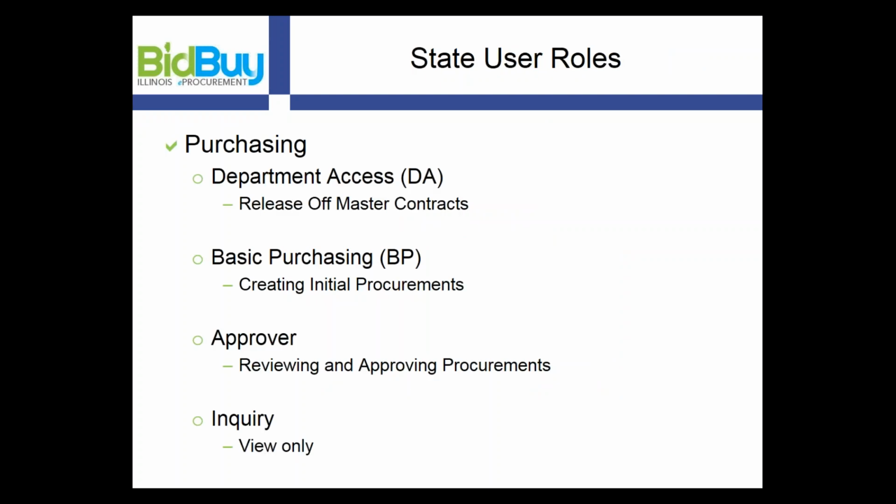This reviews the state user roles, and within purchasing, the department access role will be the ability to be a contract shopper to release off of master contracts. Basic purchasing can create initial procurements. An approver can review and approve procurements, and the inquiry role will be able to view only within the system.